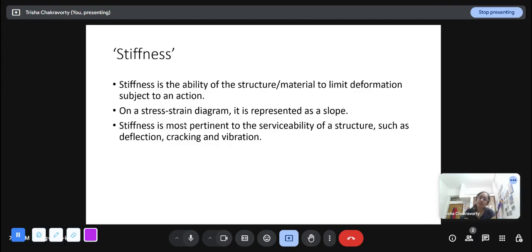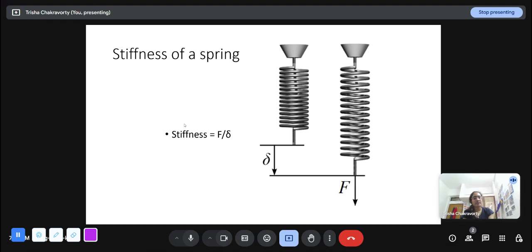And since stiffness is the ability to limit deformation subject to an action, this is relevant for the serviceability of a structure. While stress is more related to the collapse limit states, stiffness and displacements are related to the serviceability limit states. This is the stiffness of a spring, which we have learned in class 11 and 12. Suppose I put a force F and it deflects a distance delta, and then comes to equilibrium, then my stiffness is F by delta. We know that stiffness is the force per unit displacement in very simple terms.